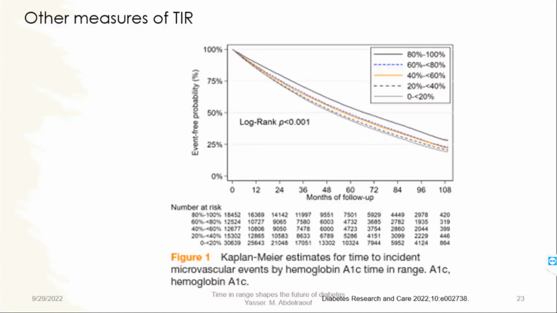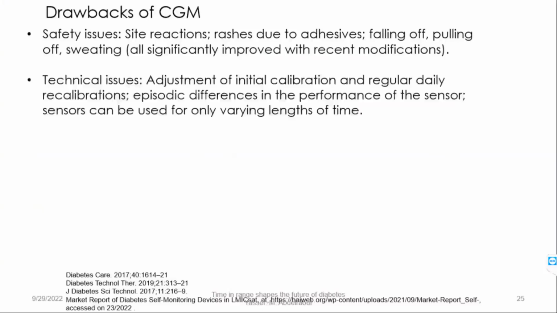As long as the time in range was higher in the hemoglobin A1C categories, they found that higher hemoglobin A1C time in range showed improvement in micro and macrovascular complications. But it is not always good. Some drawbacks are there for the continuous glucose monitoring, including the safety issues, including the skin reactions, including the trauma and the loss of the sensor and the pull of the sensor, including some sort of technical issues, as we need calibration and recalibration of some sensors.